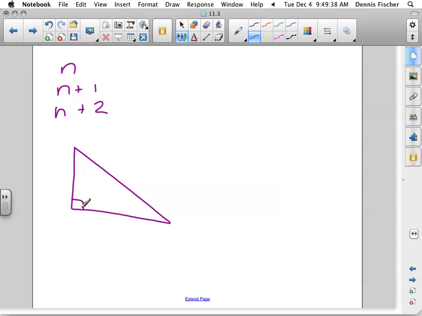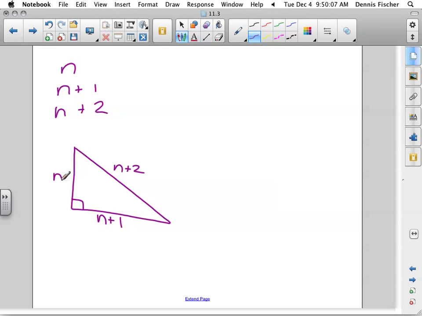Which side is my longest? N plus 2, right? If I take n and I add 2 to it, it's going to be larger than the other sides. So my longest side is always my hypotenuse. So n plus 2, my shorter sides, these don't matter where they go. I'm just going to put them in here, n plus 1 and n. I can have n and n plus 1 switched around. It doesn't matter.